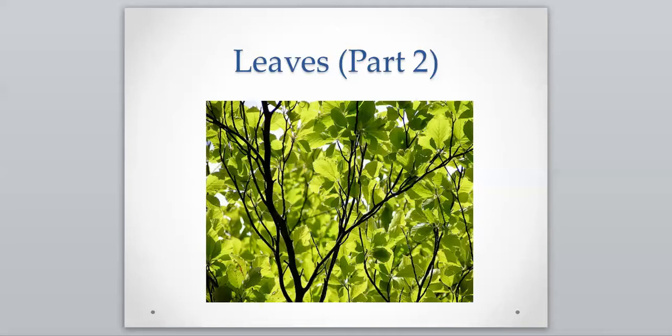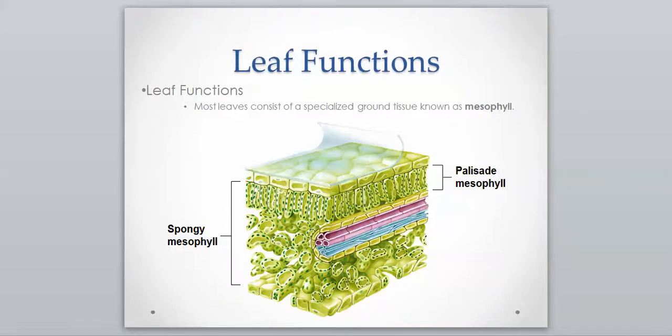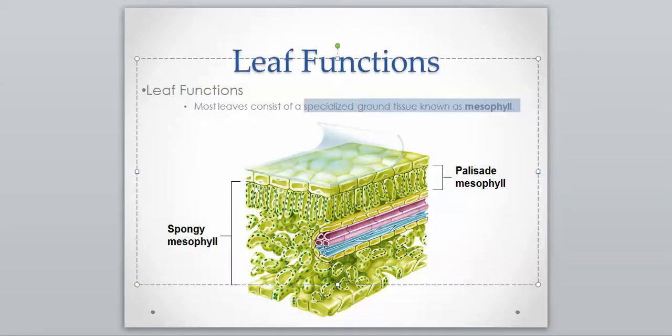Okay, Bio2, we're jumping in with the second part of leaves. We looked at their structure last time, so now we're going to take a look at the function of leaves. So the leaf function. Most leaves consist of a specialized ground tissue that's known as mesophyll.